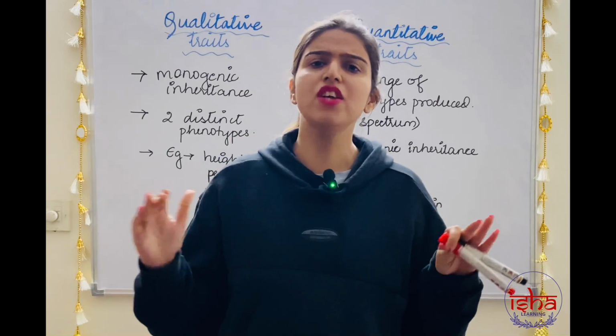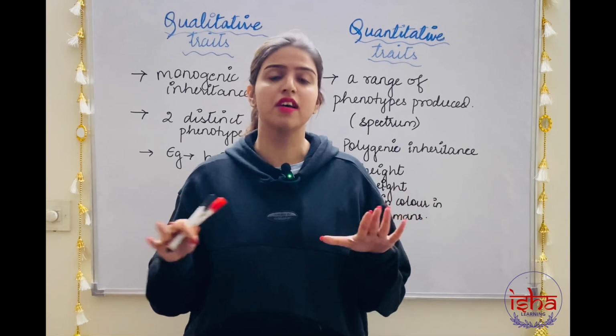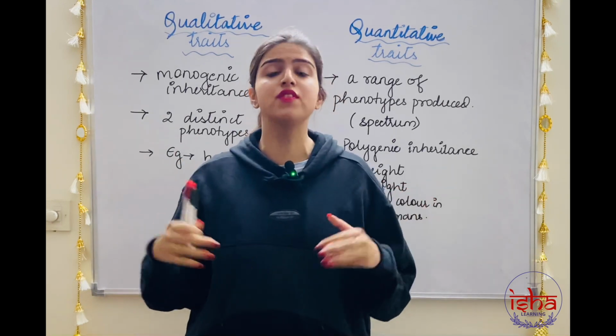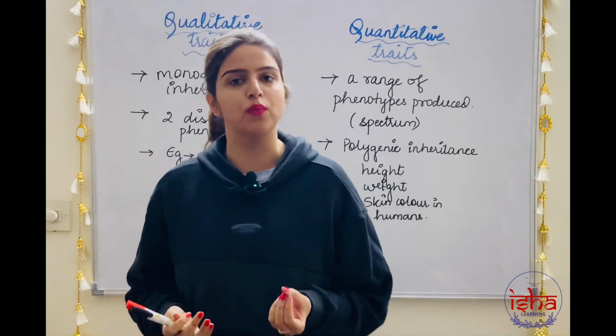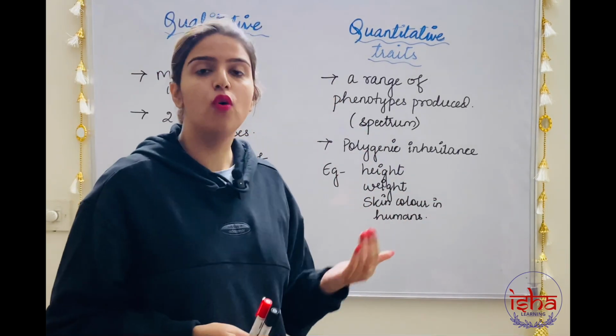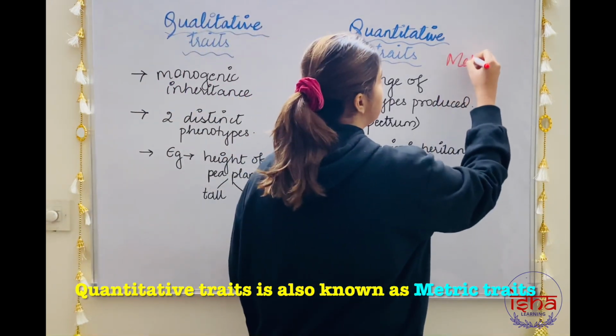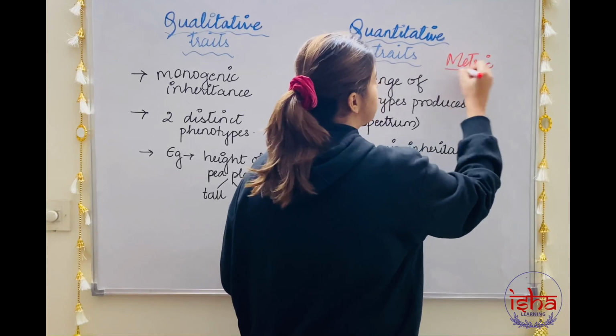So, a variation in skin color is produced. I cannot say there are two distinct skin colors. Rather, a spectrum of skin colors is observed in humans. So, this is what we know as quantitative trait, also known as metric traits. So, these are quantitative or metric traits.